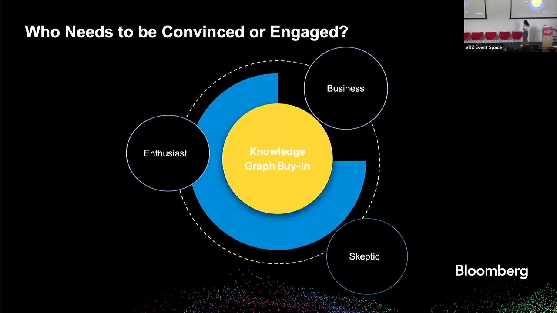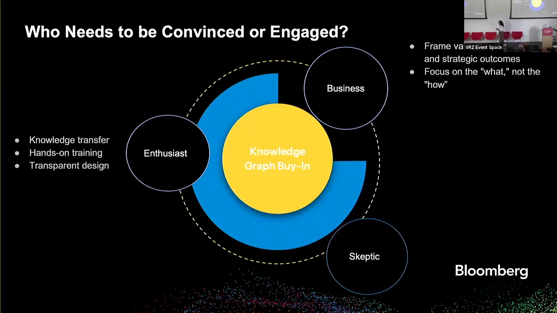So at the end of the day, if you look at it, there are 3 types of people that you will deal with when you're getting the buy-in, right? One is the business people. And for them, it has to be all about the return on investment, strategic outcomes, focus on the what, not the how, right? And then you get people who are enthusiasts, but a little bit skeptical, and they're like, okay, make sure there's a knowledge transfer plan for them. There's hands-on training for them. And your designs are transparent, so they actually understand what's going on under the hood.